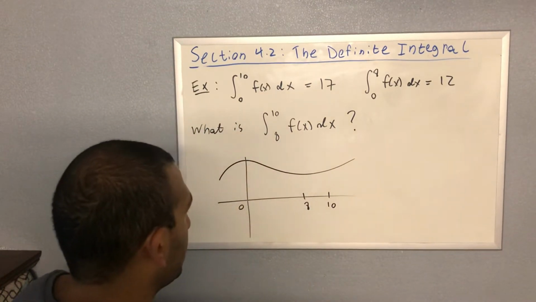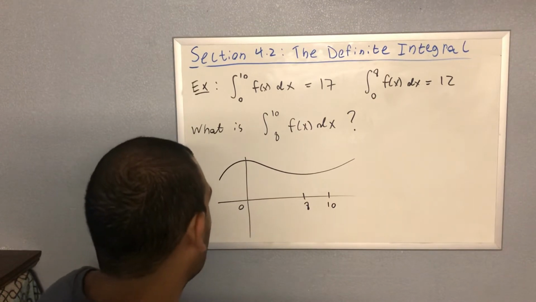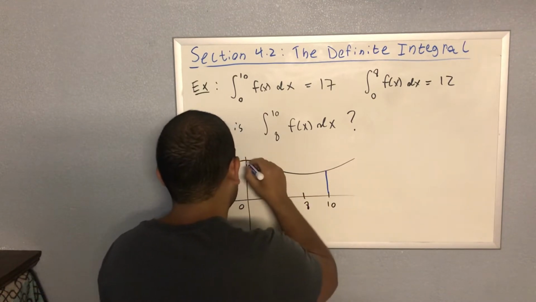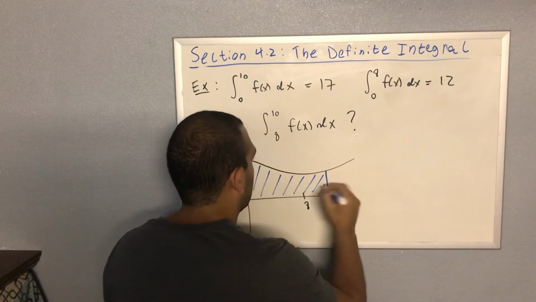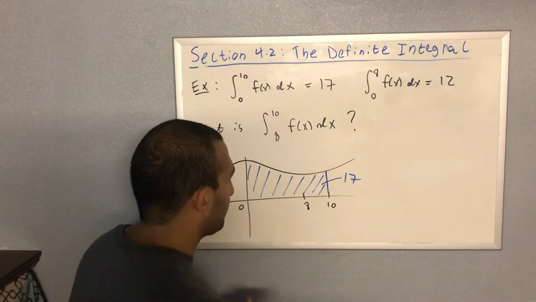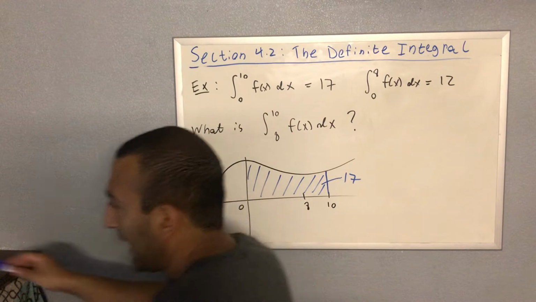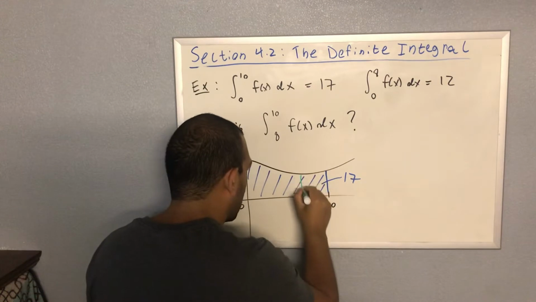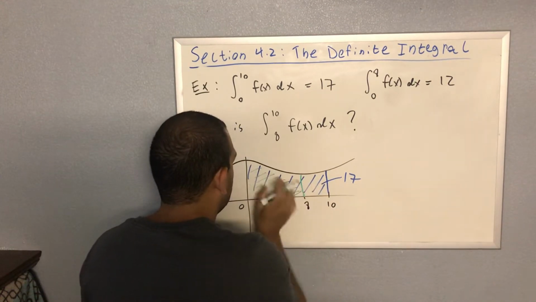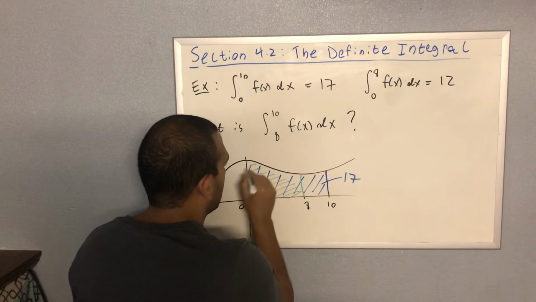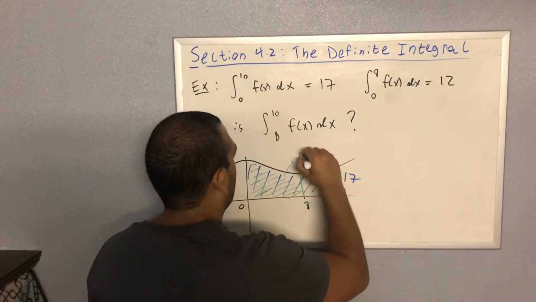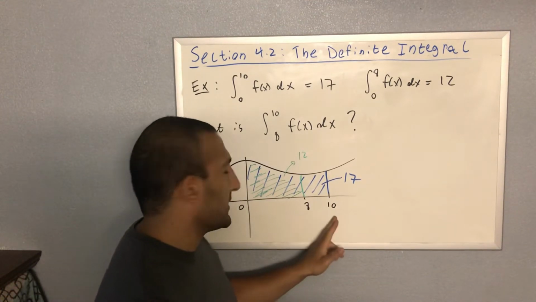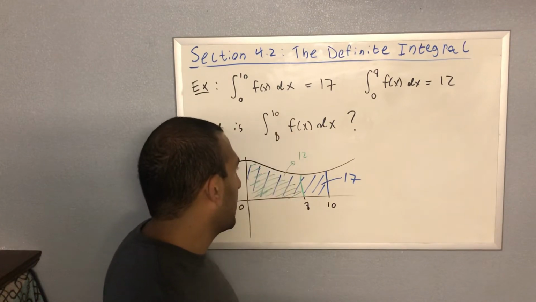Okay? And then what we know is that from 0 to 10, all of this here is 17. The area here is 17. But then from 0 to 8, if we go just to 8, this area here in green, it overlaps with the blue a little bit. This is 12. Okay, so the area that we're really just trying to find is the area from 8 to 10, right? That's what we're trying to find.